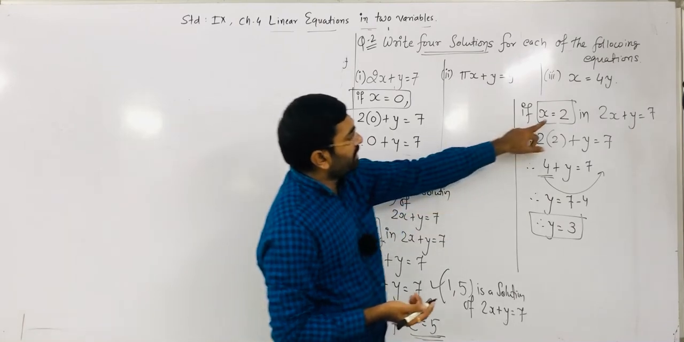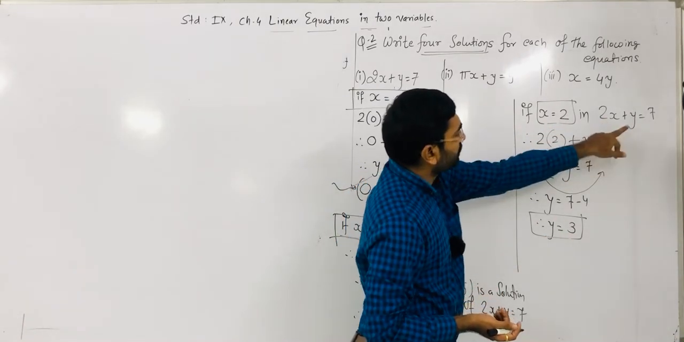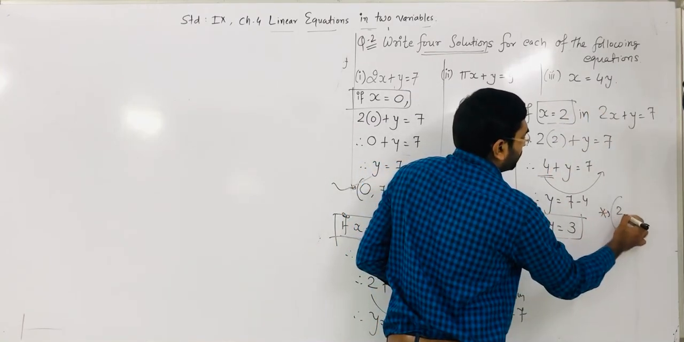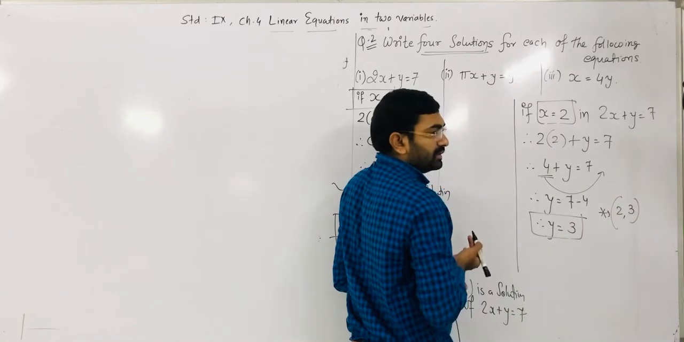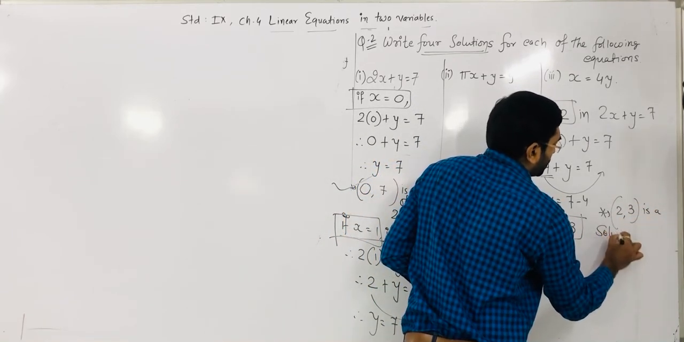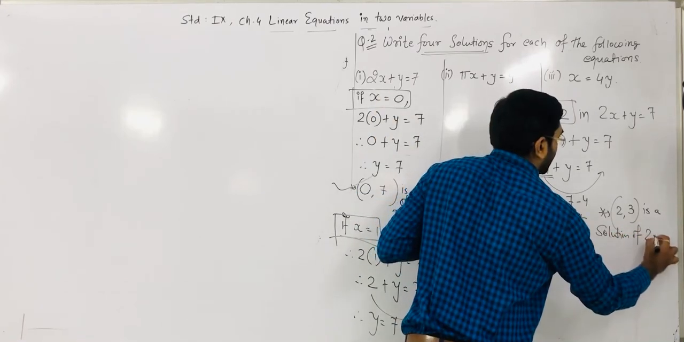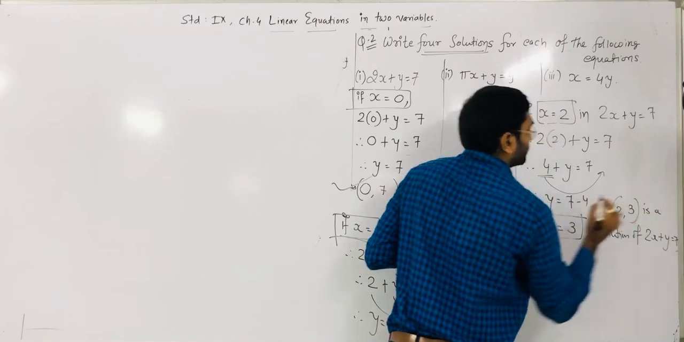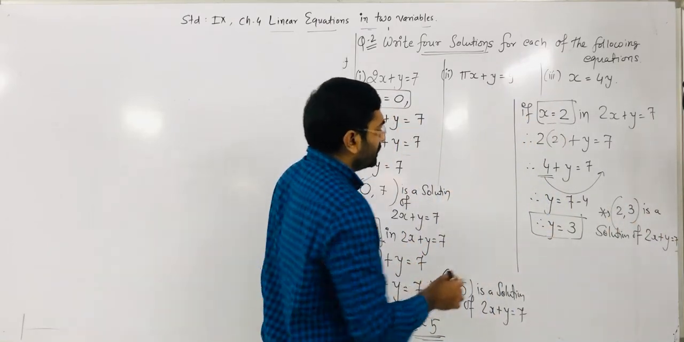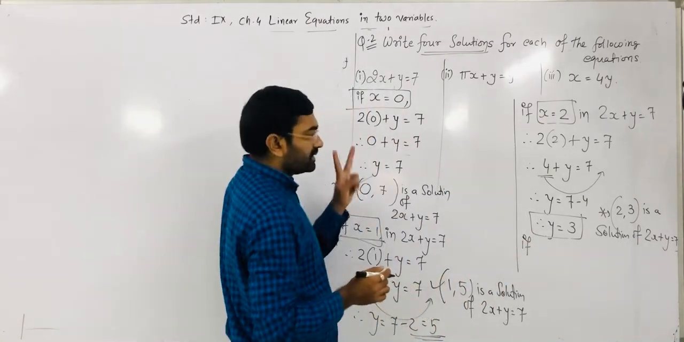So whenever we take x value 2 in that equation, we get y is equal to 3. It means (2, 3) is a solution, x value first, y value second, of which equation? The given equation is 2x plus y is equal to 7. Now similarly we have to find the fourth solution. So x is equal to 2 we take as the third solution.